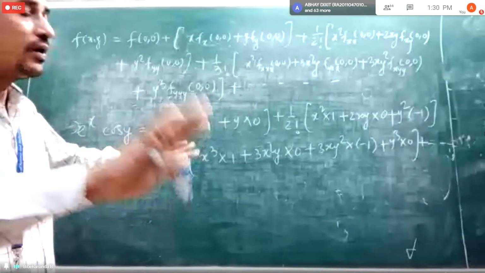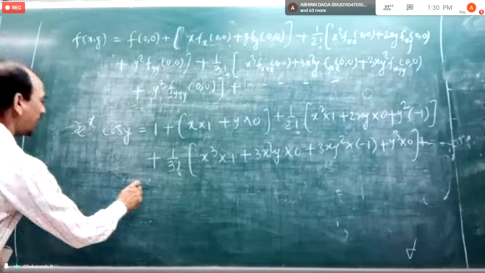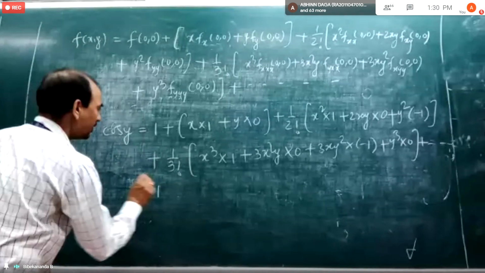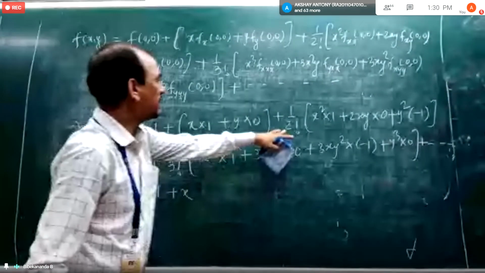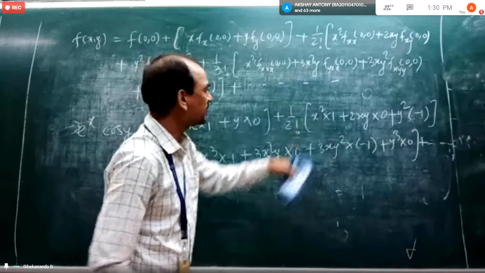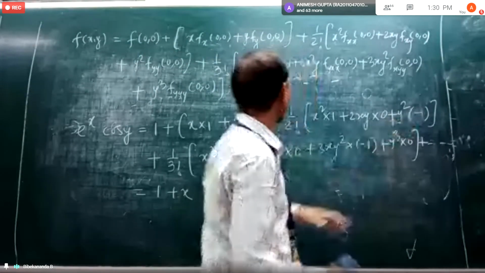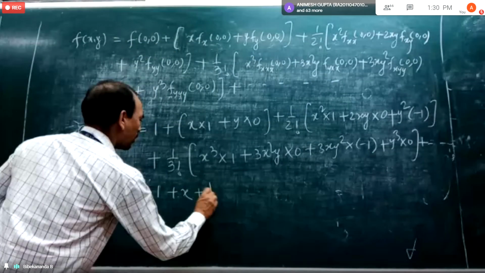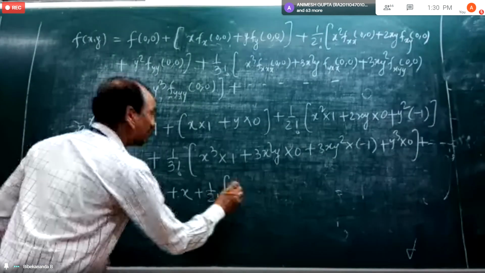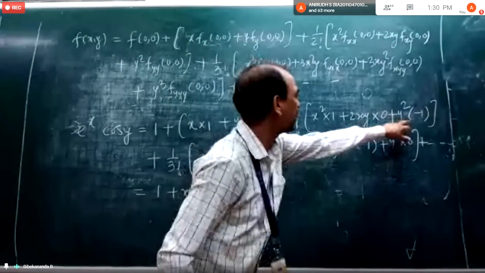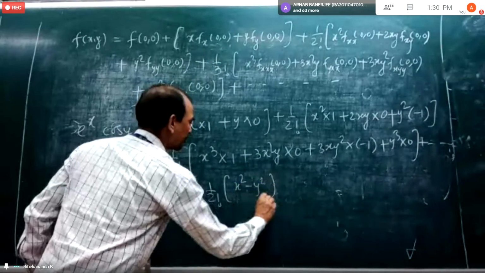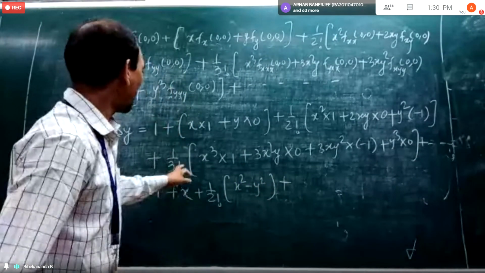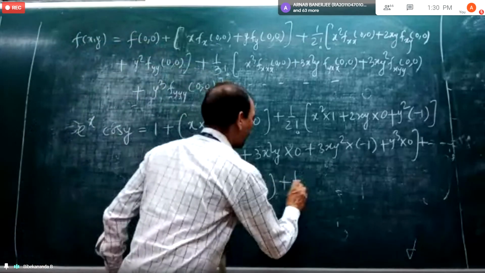You neglect those terms and you write once again. This is 1 plus x, and this one will be 1 by 2 factorial times x square; this term is 0, this term is minus 1. So you can write plus 1 by 2 factorial, x square minus y square, plus what are the terms remaining here? 1 by 3 factorial.